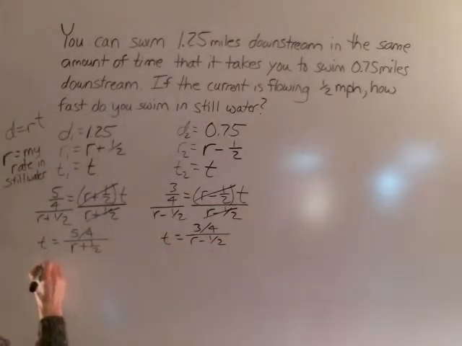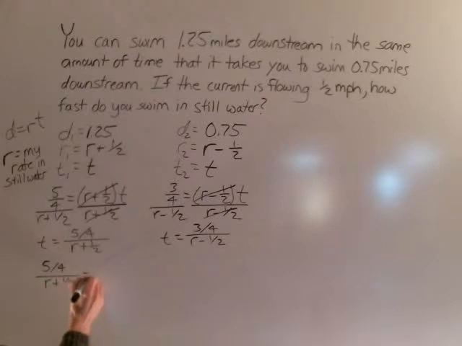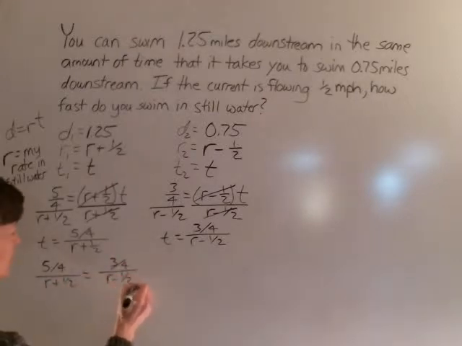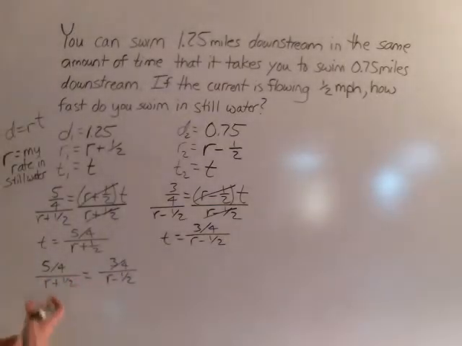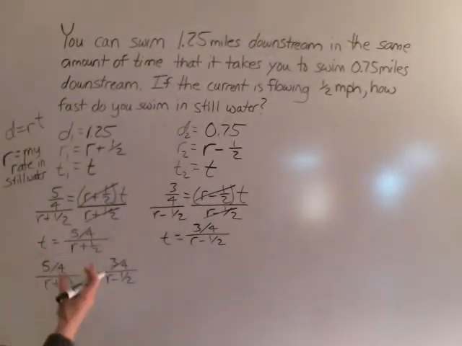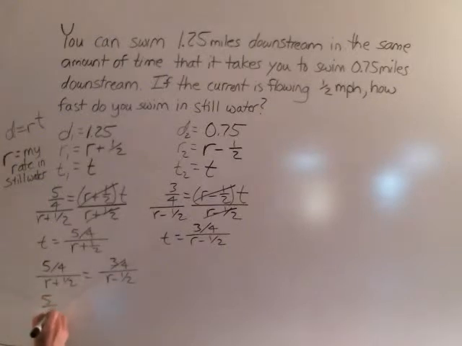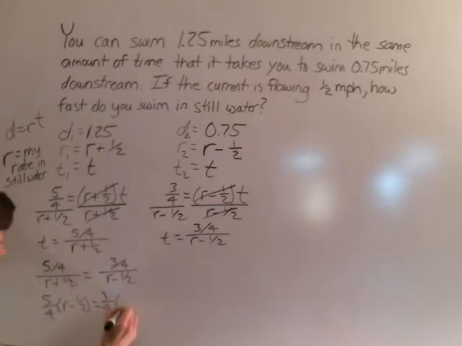So we're going to say that 5/4, and I'm still going to leave it the way it is, over R plus 1/2 equals 3/4 over R minus 1/2. Now, this is a proportion. We solve proportions by cross multiplying. So I'm going to cross multiply to solve this proportion. So I've got 5/4 times R minus 1/2 equals 3/4 times R plus 1/2.